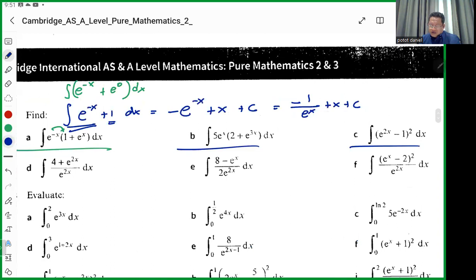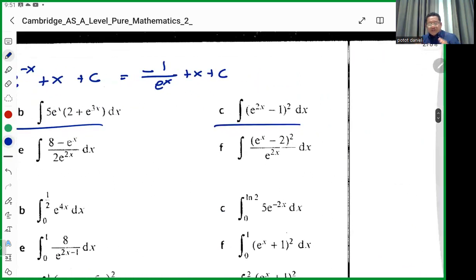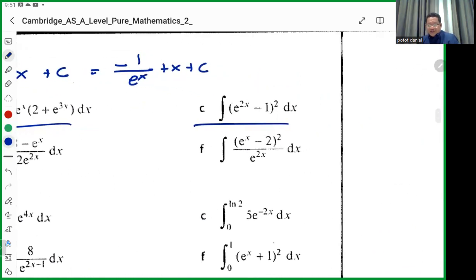Now, that is the same strategy for letter A, letter B. For letter C, let's say you have this one. Remember that the formulas that you have are so basic. Again, what was our formula? It was the integral of e to the ax plus b dx. There is no square, there is no power. So what shall we do? Because the question is a square, then you need to expand, okay? So we need to expand this one.